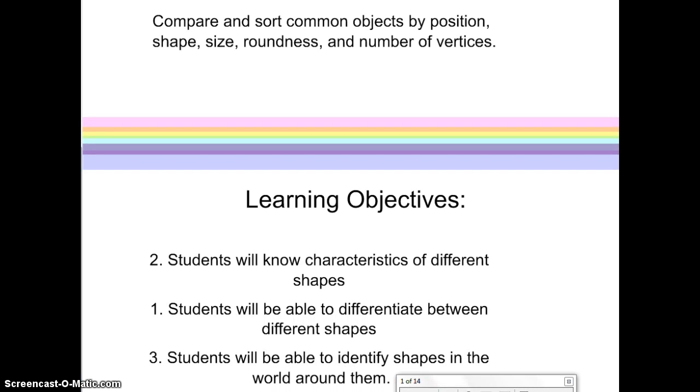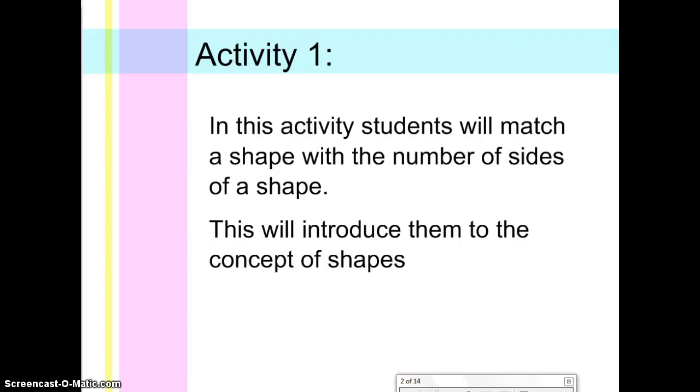The learning objectives of this activity are students will know characteristics of different shapes, students will be able to differentiate between different shapes, and after this activity, students will also be able to identify shapes in the world around them. So let's get started with our first activity.